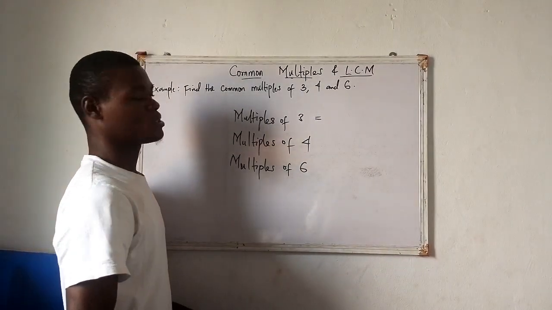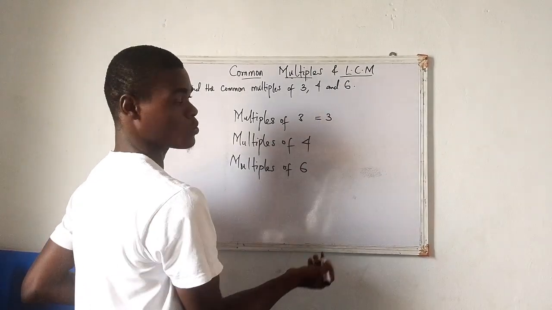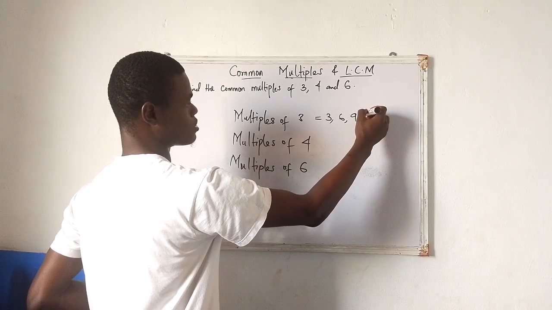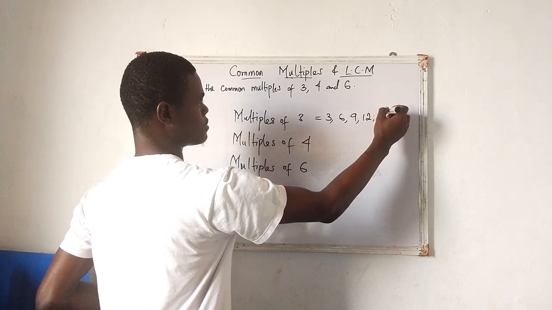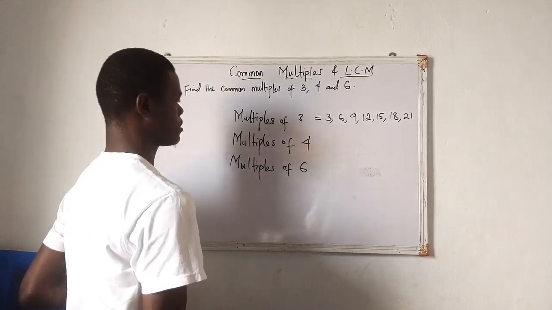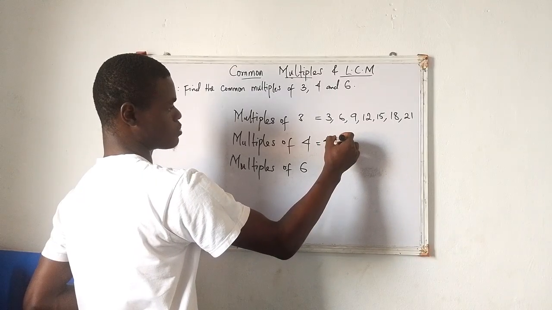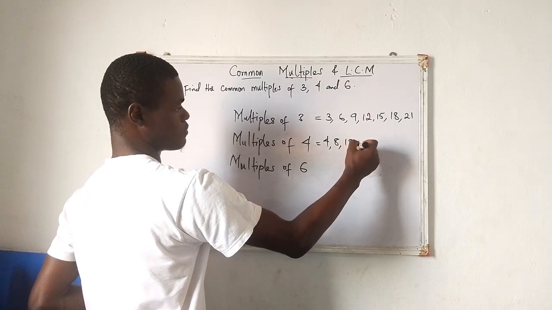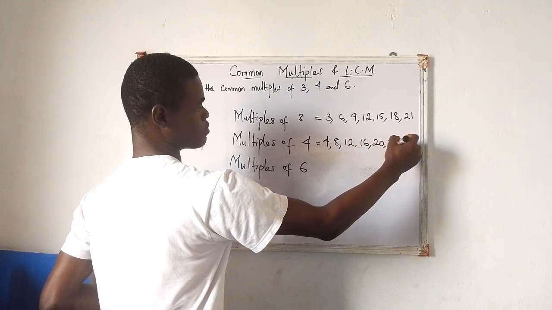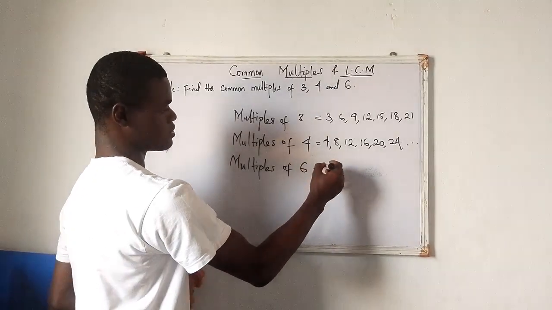What are the multiples of 3? Those are products of 3. The first multiple is 3, 3 times 1. Second multiple is 6, 3 times 2. Then 3 times 3 is 9, 3 times 4 is 12, 3 times 5 is 15, 3 times 6 is 18, 3 times 7 is 21, and so on. Then you have multiples of 4: 4 times 1 is 4, 4 times 2 is 8, 4 times 3 is 12, 4 times 4 is 16, 4 times 5 is 20, 4 times 6 is 24, and so on. Infinite.